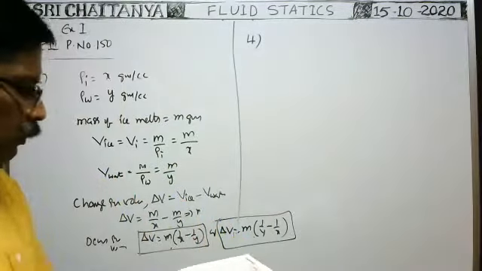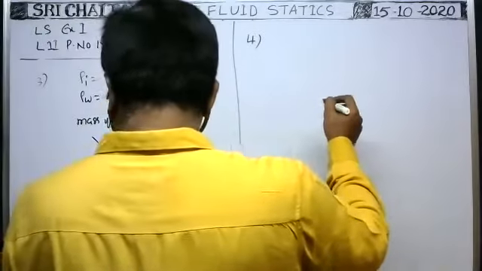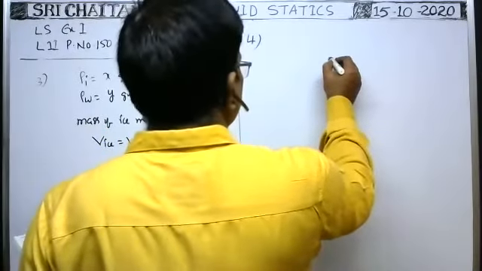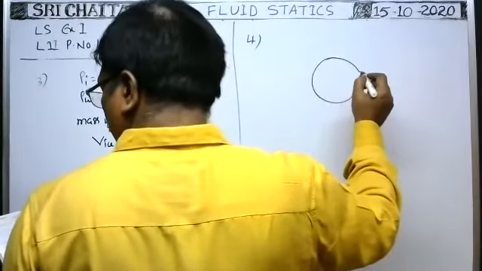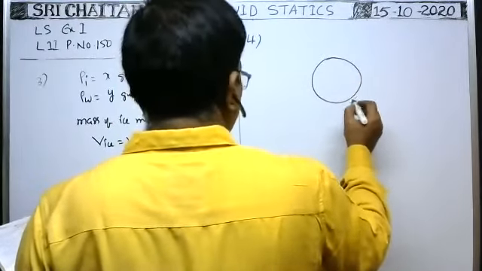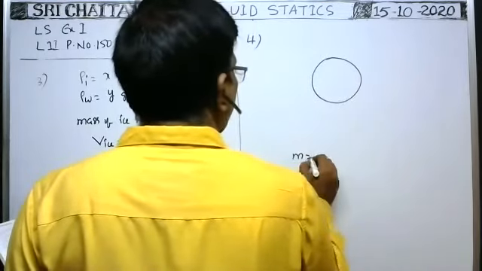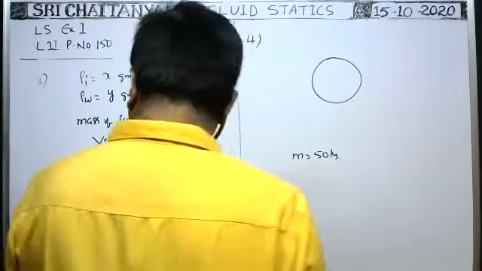A hollow sphere of mass. Fourth problem. There is a hollow sphere having certain mass. The mass of the hollow sphere is 50 kg, given.